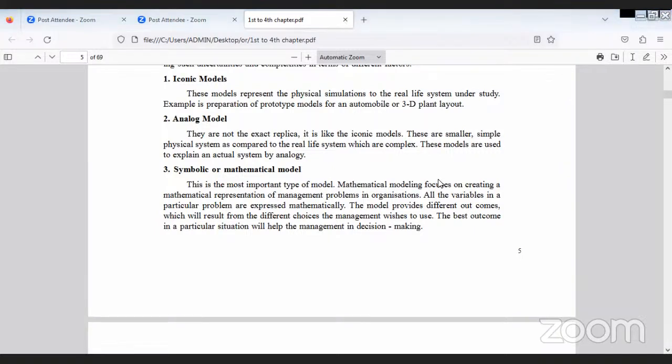Mathematical model is the most important type of model. Mathematical modeling focuses on a mathematical representation of a management problem in an organization. All the variables in a particular problem are expressed mathematically. The model provides different outcomes which will result from the different choices management wishes to use. The best outcomes in a particular situation will help management in decision making.